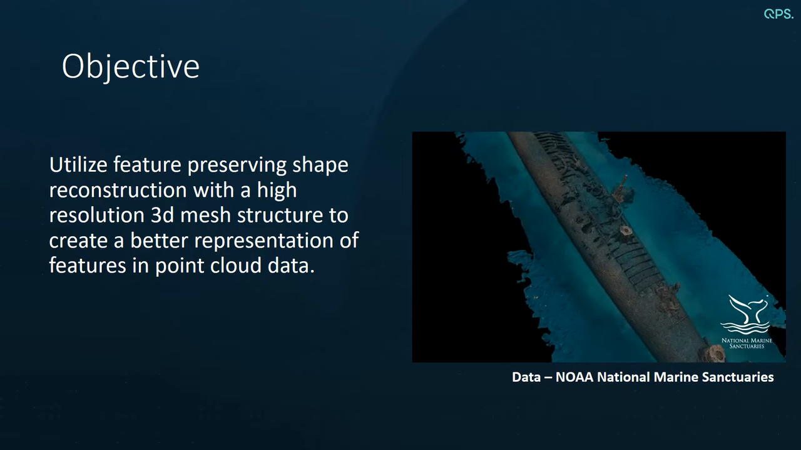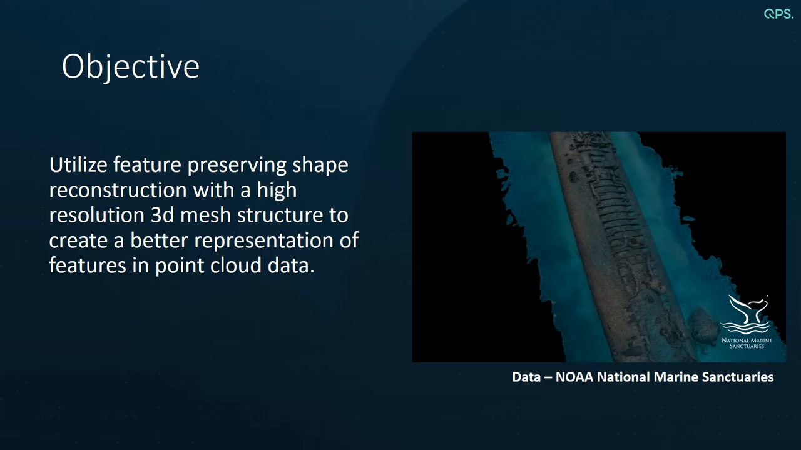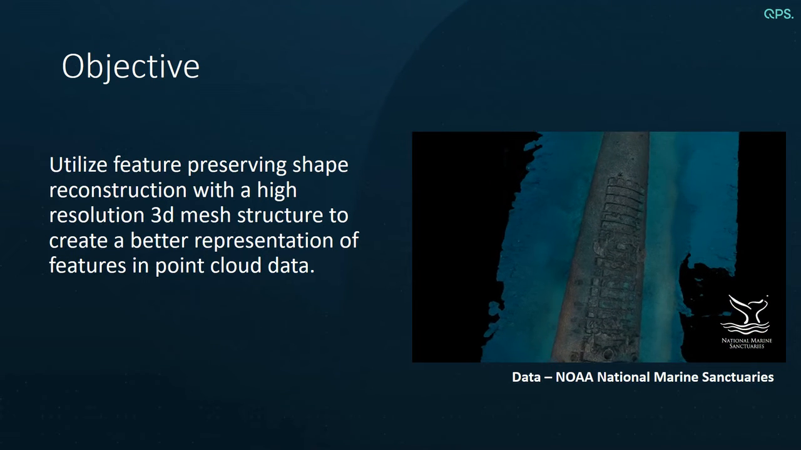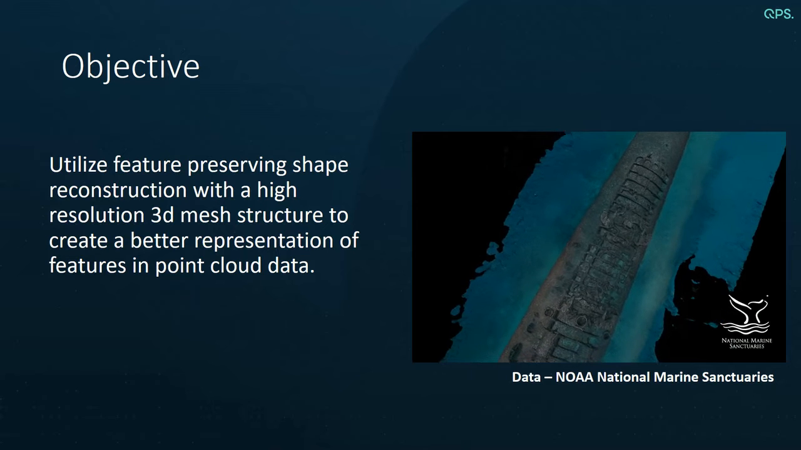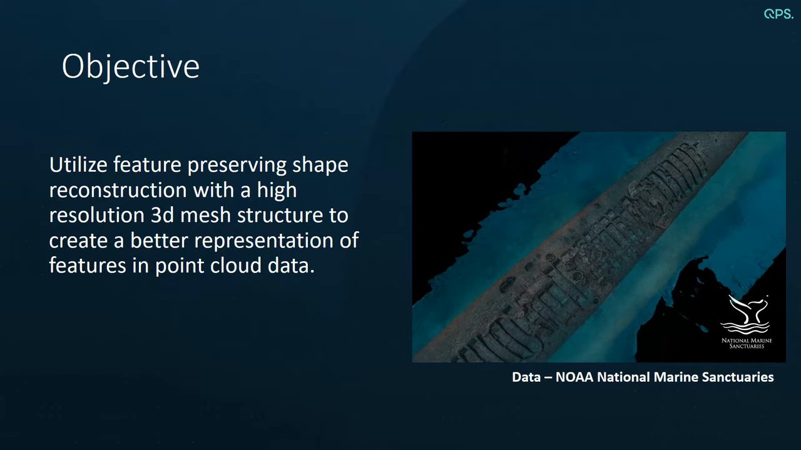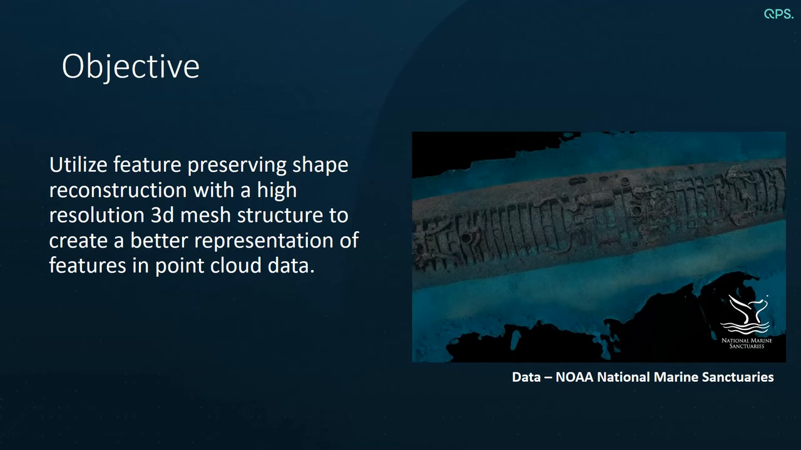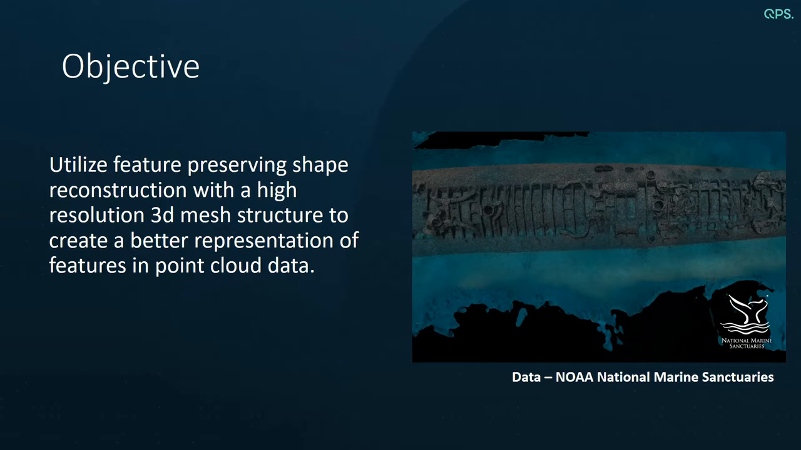We really started this work to investigate new methods for feature-preserving shape reconstruction and how a 3D mesh structure can best support this. The idea was to look at existing technologies and see what could be adapted and applied to new areas. Throughout the presentation, I'll talk a lot about shape reconstruction and how that goes hand in hand with the concept of 3D meshes.